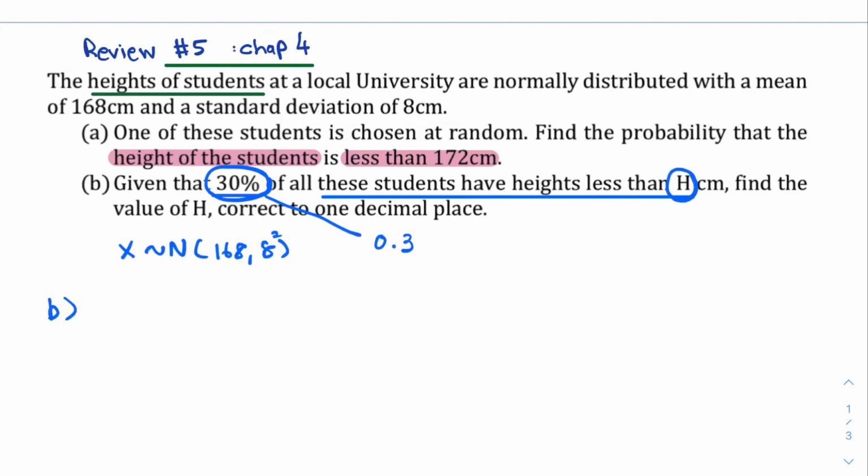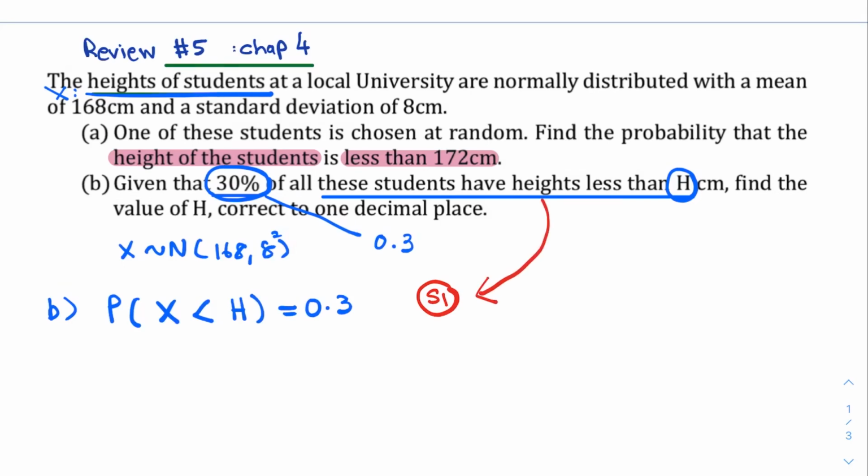These students have height less than H. So the unknown H means that the probability of the height of the student X, this is what we have just now, X less than H is 0.3, 30%. This is what I mean by the question statement that you're going to get marks for, because you need to know how to change the information or the statement into notation. Then find the value of H correct to 1 decimal place.